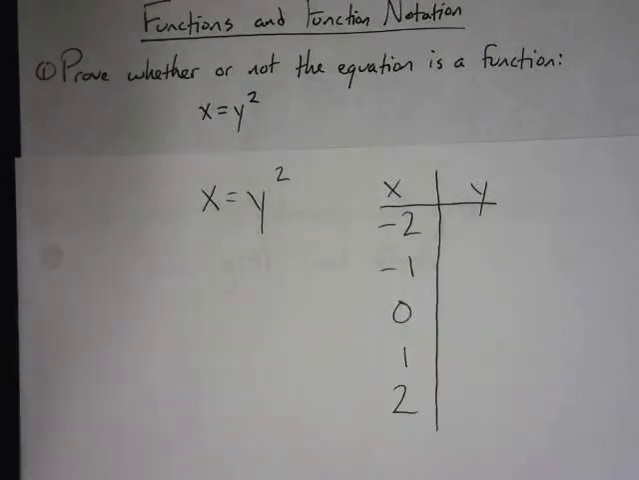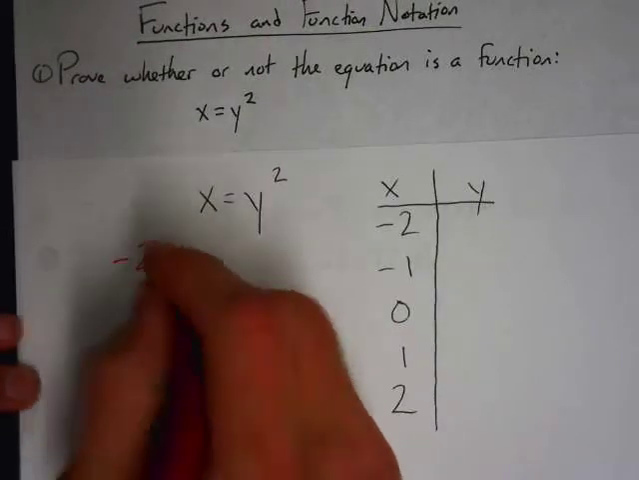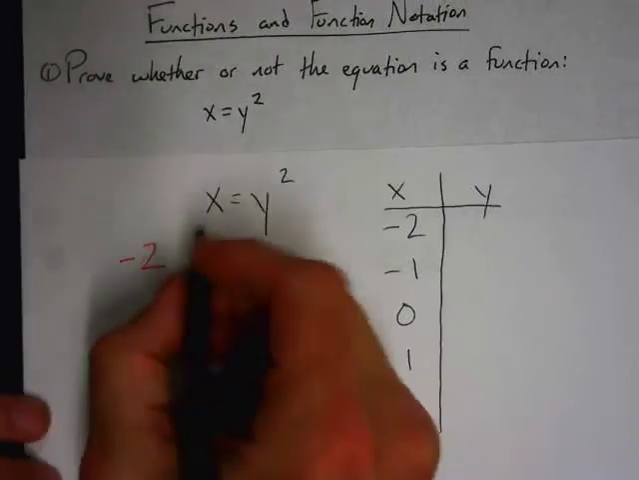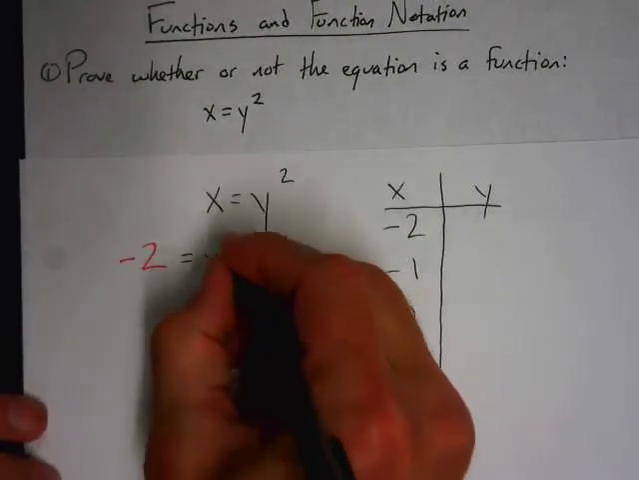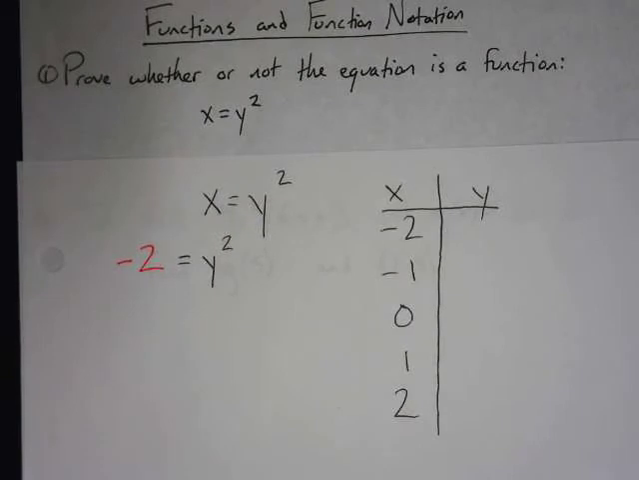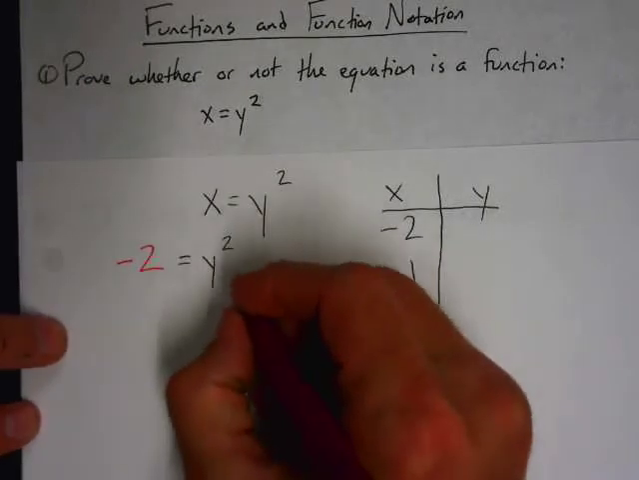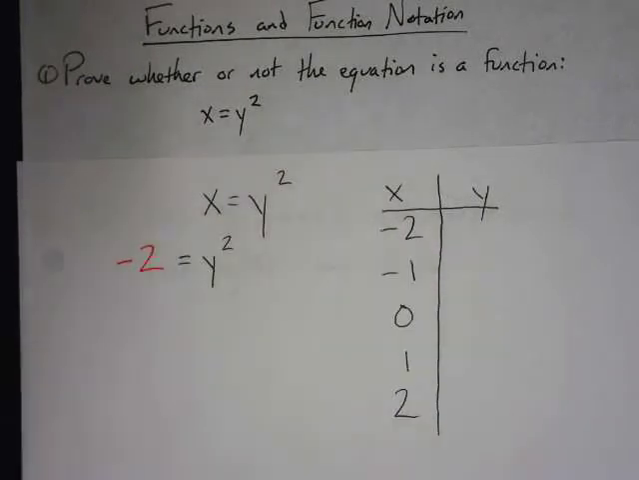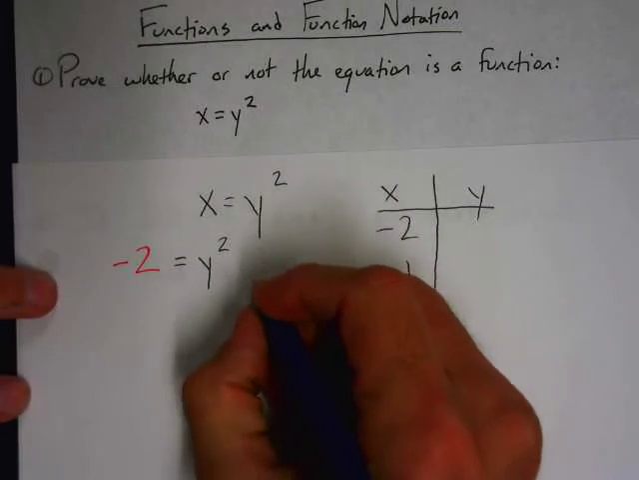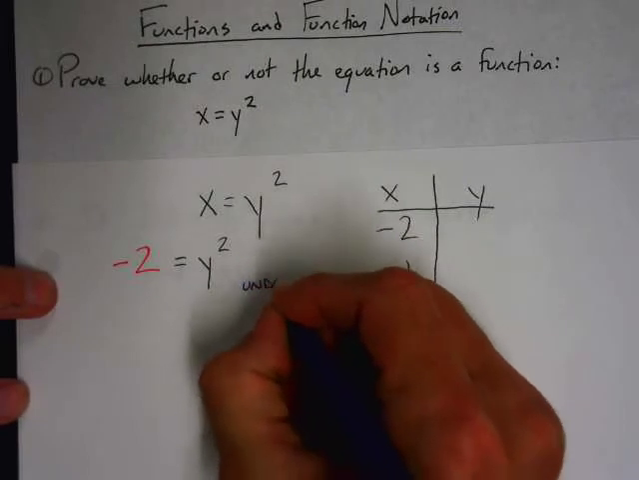So the first x value we're going to use is -2. How does that work? Well, we're going to substitute just like normal. So we have -2 equal to y squared, and then we're going to solve for y. How do you solve for y? We've got y squared, and you have to remember how to undo y to the second power. The way we undo y squared is through taking the square root.